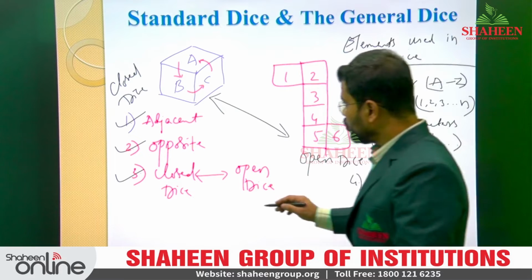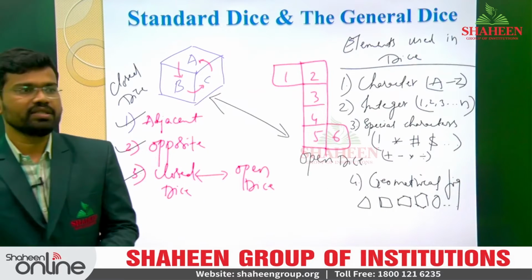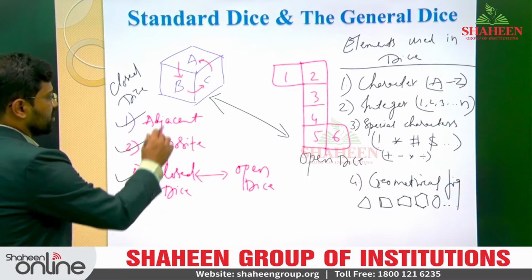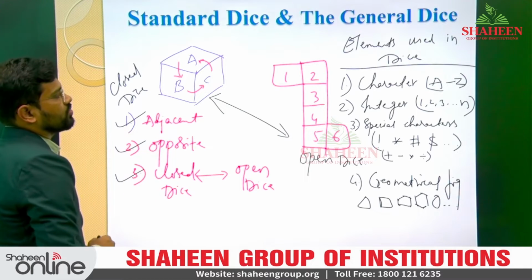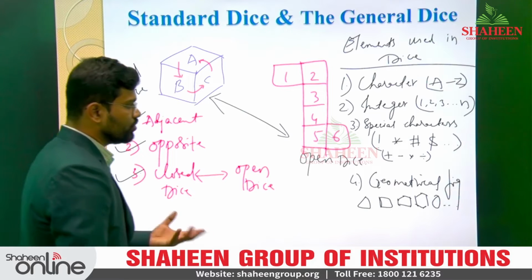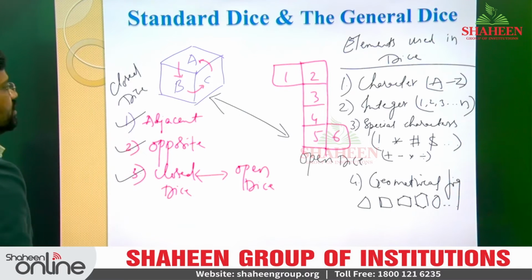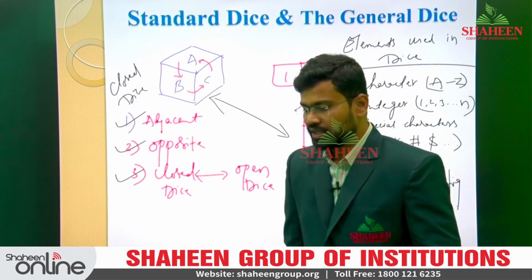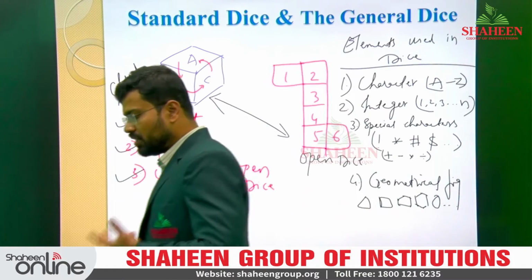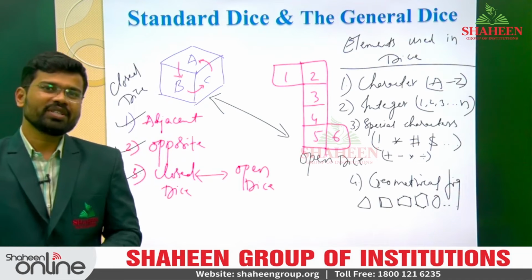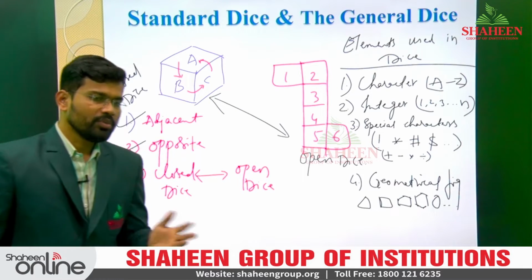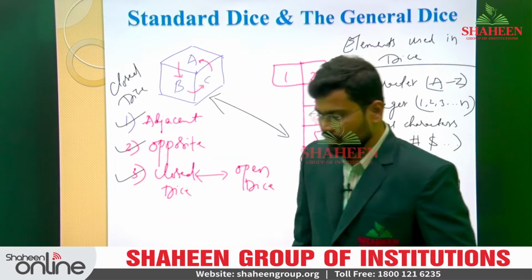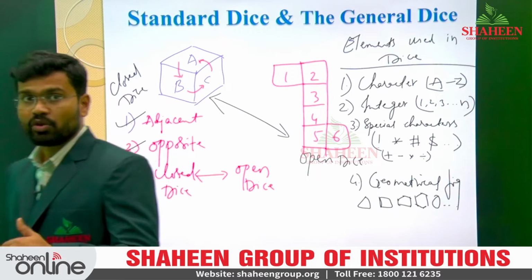Now friends, we have analyzed dice. These are the three to four possible ways in which they will ask questions, and those are the elements that can be used in dice. Now we have discussed the standard dice and general dice. In a standard dice, by default we know what is opposite. The opposite of 6 is 1, 6 plus 1 is 7; the opposite of 5 is 2, 5 plus 2 is 7; and the opposite of 4 is 3, 4 plus 3 is 7.